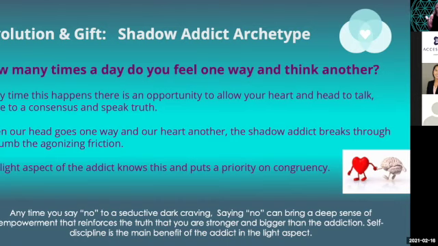When our head goes one way and our heart goes another way, the shadow addict breaks through to numb the friction. So this is what may cause the addict to come forward, right? Because it's conflictual. Typically, the mind and the heart are not in congruence, and it actually takes a little bit of our participation to bring them into congruence. So it's kind of like taking the time to find the congruency between these two parts.